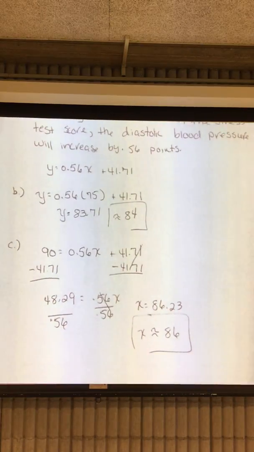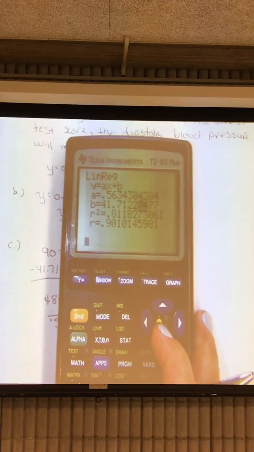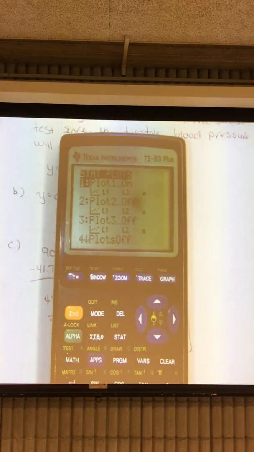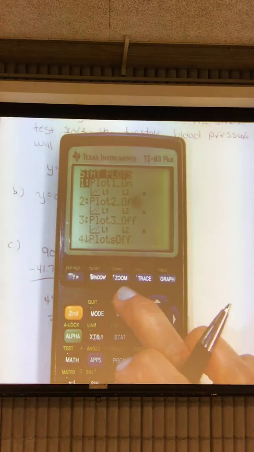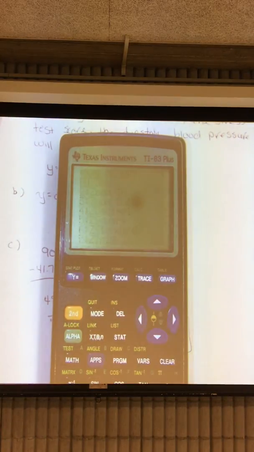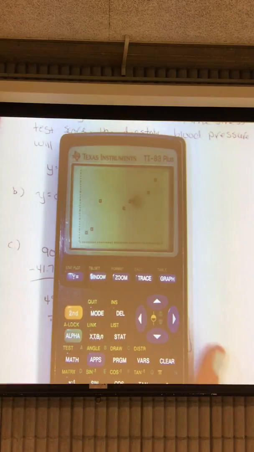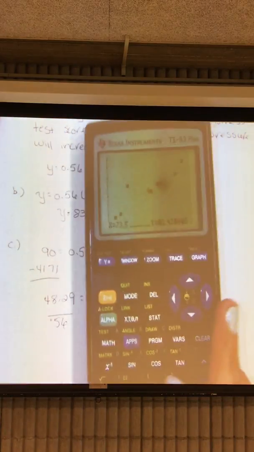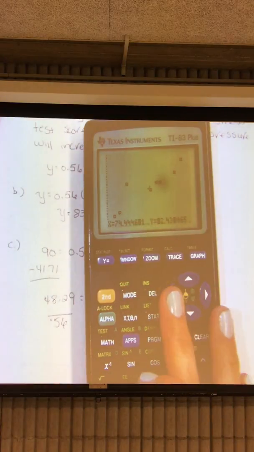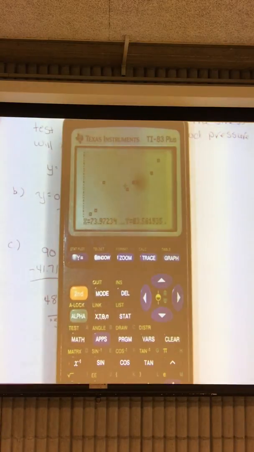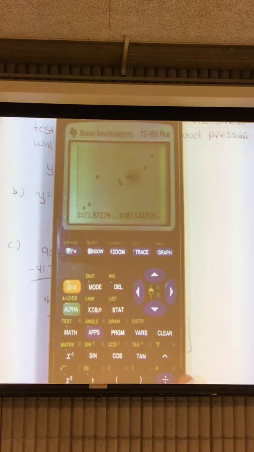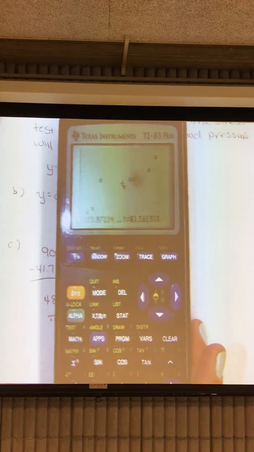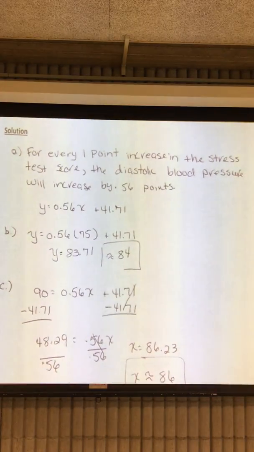And we can see that in our calculator, looking at the graph. Go to second Y equals, make sure your plot is on, and it is. Then we go to zoom 9, and here are our data points. We can arrow across, up and down, to take a better look at our scatter plot. And that completes problem number 1 of 1.3.